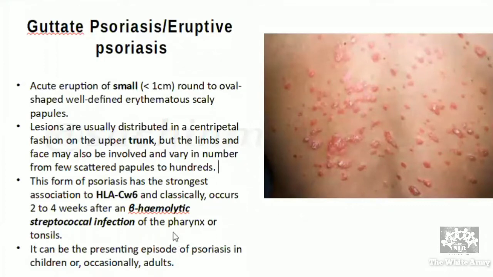Some of the patients who get this guttate psoriasis can in the future progress into the chronic plaque variety also, so they need to be followed up regularly. And this type of psoriasis can be treated sometimes, not always, with a course of antibiotics to remove the streptococcal infection.